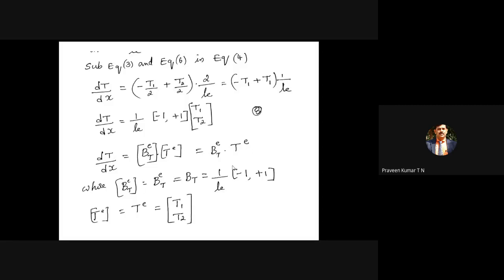Finally we end with the B matrix is equal to 1 by le minus 1 plus 1. That is the same for the bar element. So for the bar element also, the B matrix is 1 by le minus 1 plus 1, that you have already derived for the bar element.